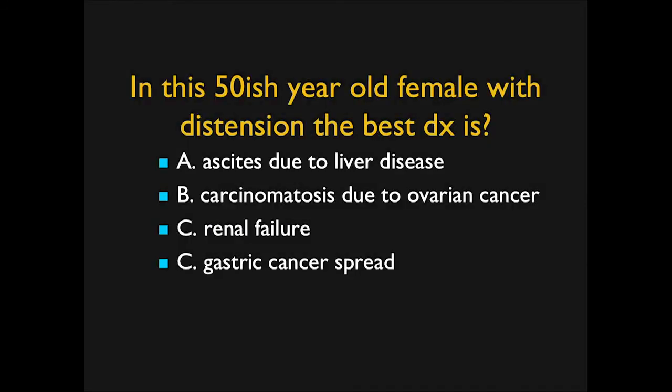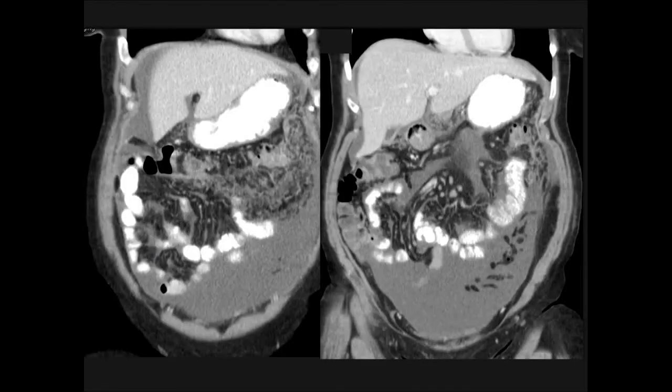A 50-ish-year-old female with distension, the best diagnosis? You can get extensive ascites from liver disease, cirrhosis, but this is not liver disease, and this is more than ascites. Look at the appearance around the transverse colon. That's carcinomatosis. It's not the ascites from renal failure. And yes, gastric cancer can give you carcinomatosis, but the stomach, at least what we see, looks good.